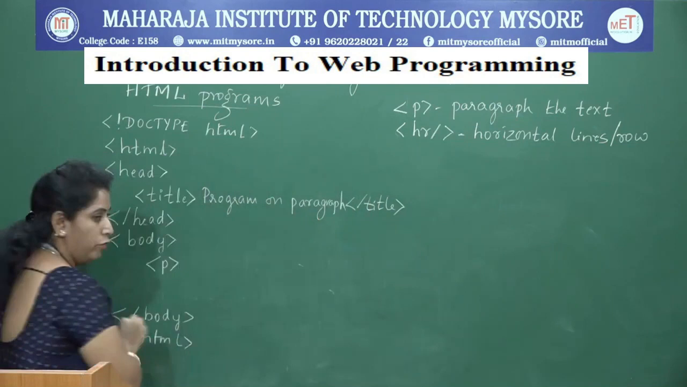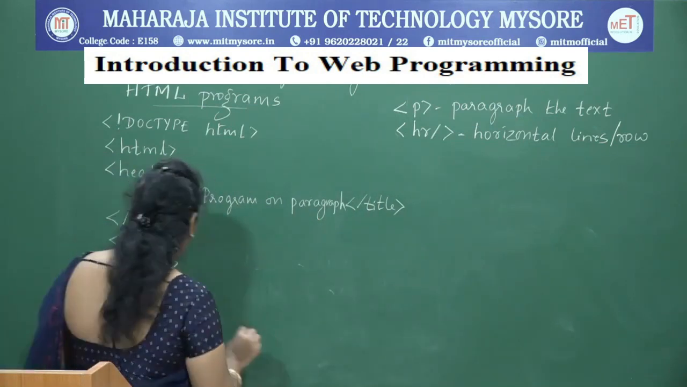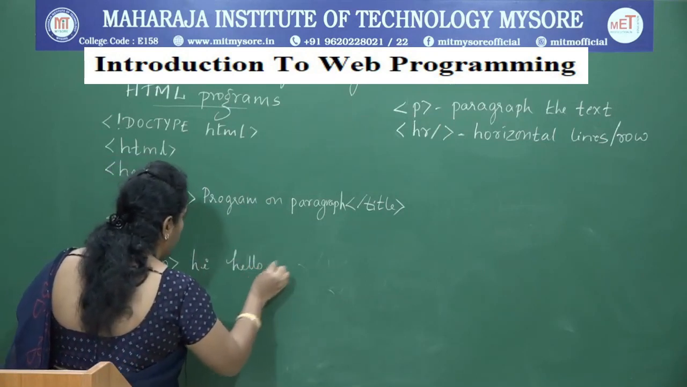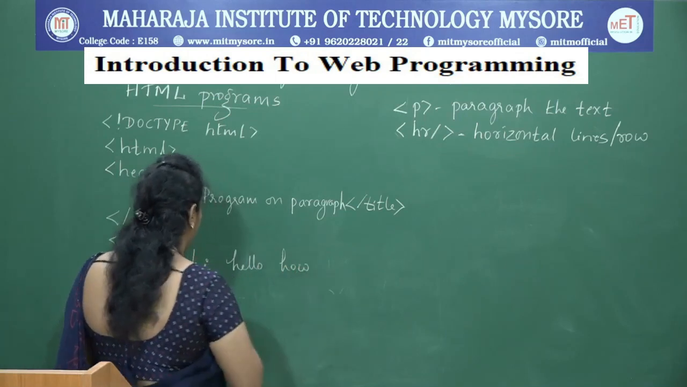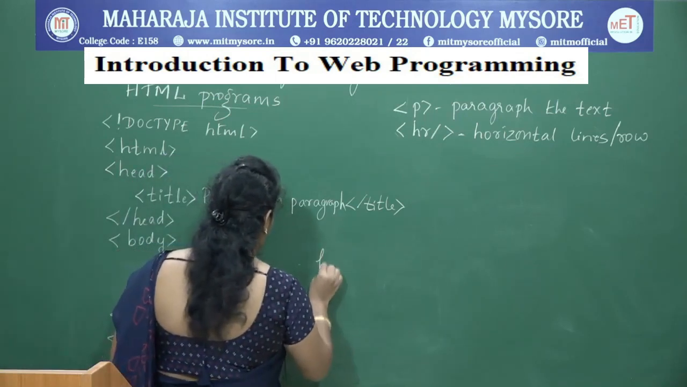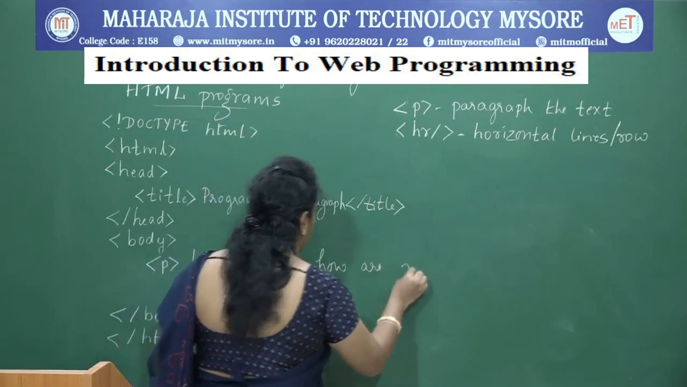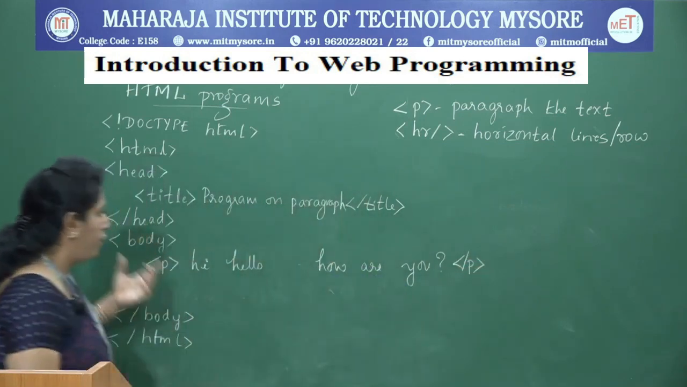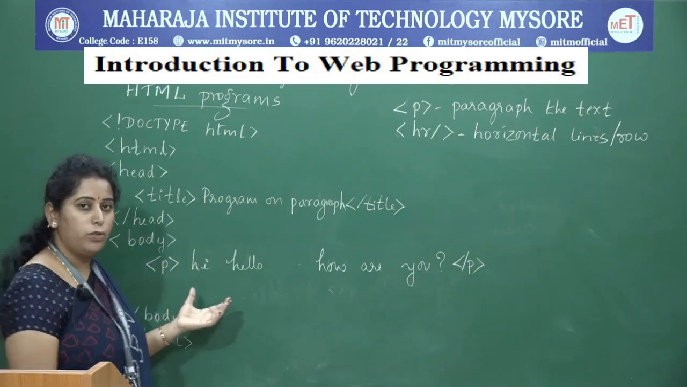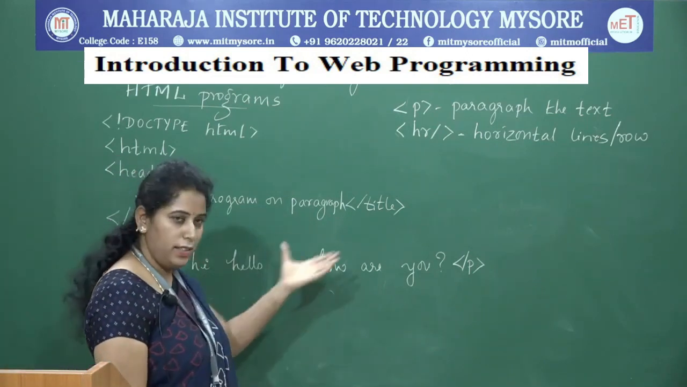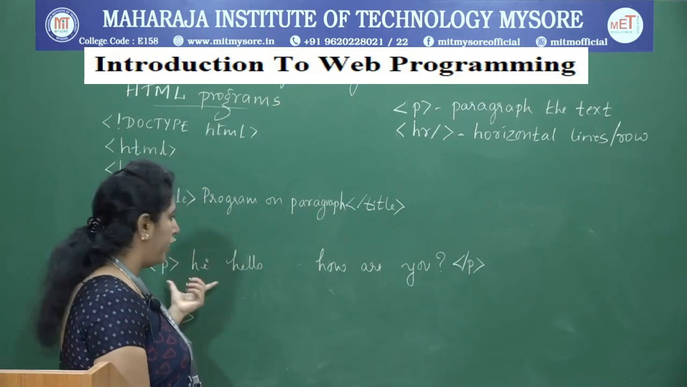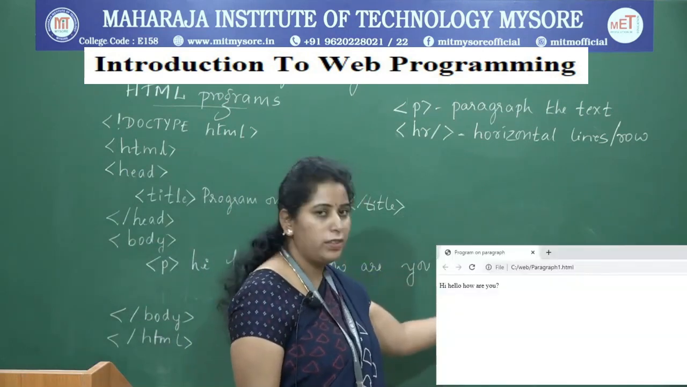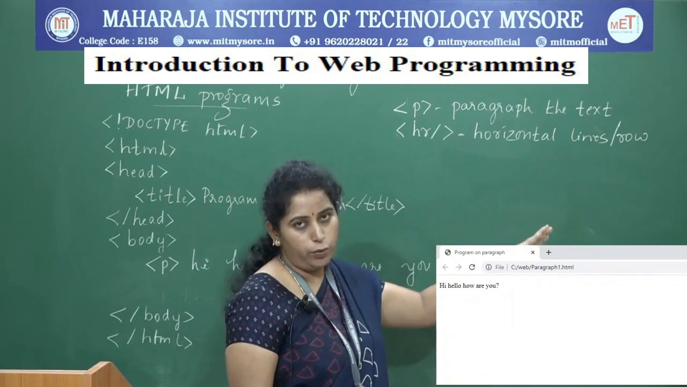Okay. So next I'm still talking on the P tag only. See here, I'm printing in this way: hi, hello, how are you? If this is the case, what will be the output? Since only one set of P tags is used, the entire text will be formed as a paragraph. So in a single line you can notice the output looks like this: hi, hello, how are you?